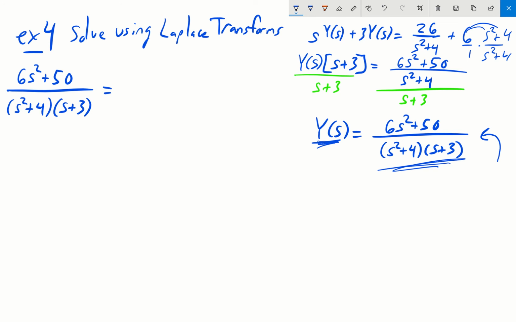So we have s plus 3, which is a linear factor, which means we're going to get a constant A on top of the s plus 3. But then we also have this irreducible quadratic factor, s squared plus 4. And if you have an irreducible quadratic factor when you're doing partial fractions, then you can have a linear function within the numerator. So the numerator could be of the form bs plus c.